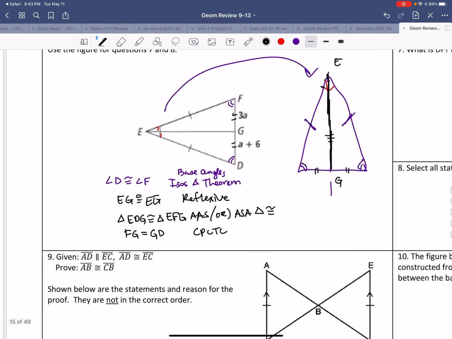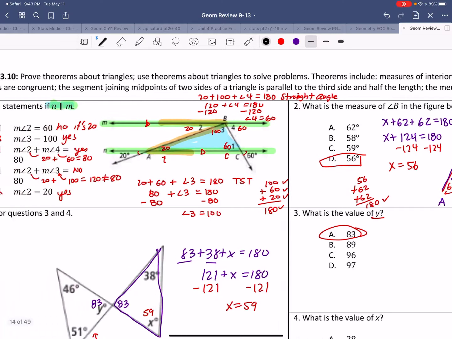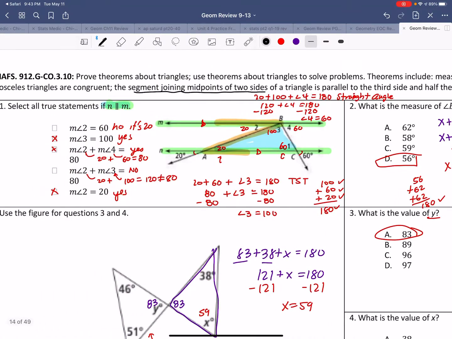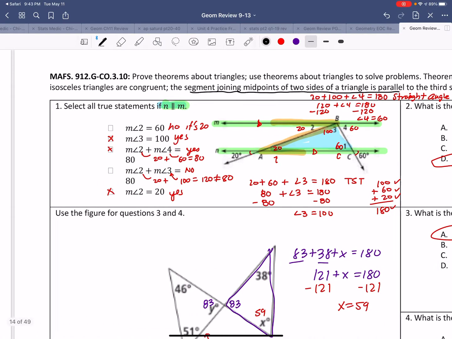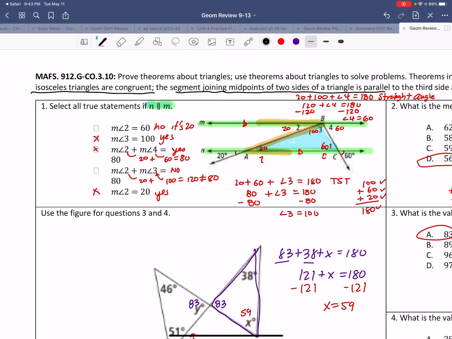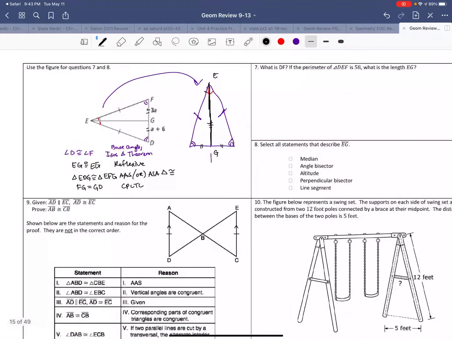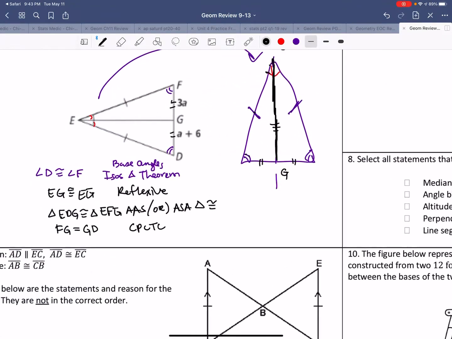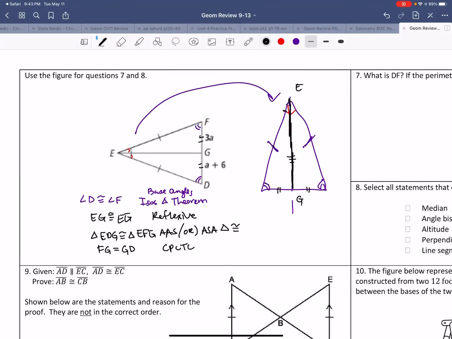And we saw that in our learning targets. If we go back, it says segments joined by midpoints of two triangles parallel, or isosceles triangles being congruent. They're bringing in some of these theorems. So can we find A? The answer has to be yes, right? We said FG is equal to GD. So FG is 3A and GD is A plus 6.